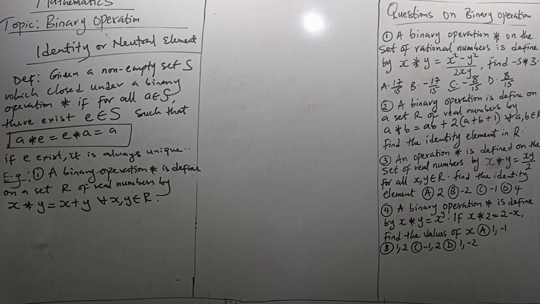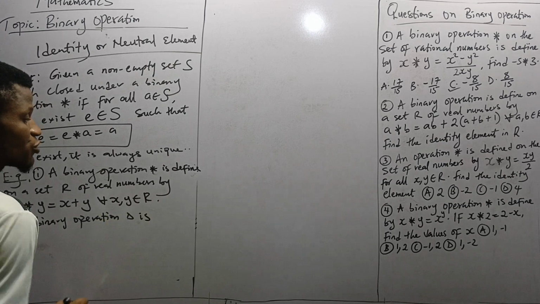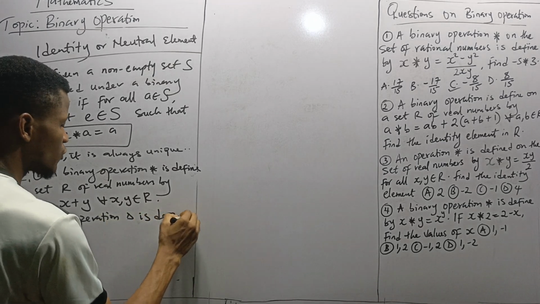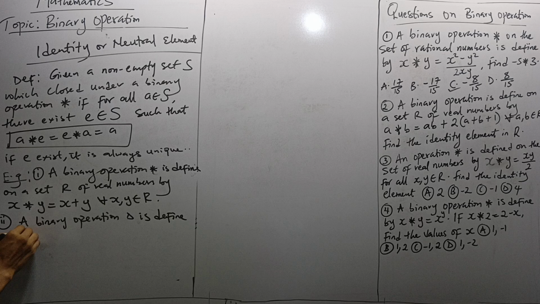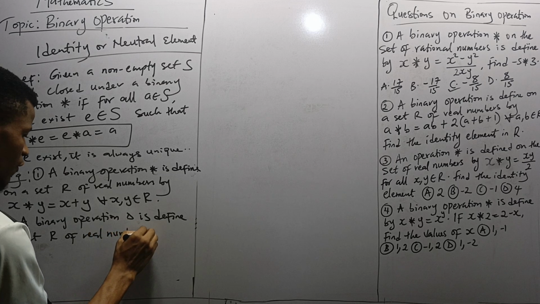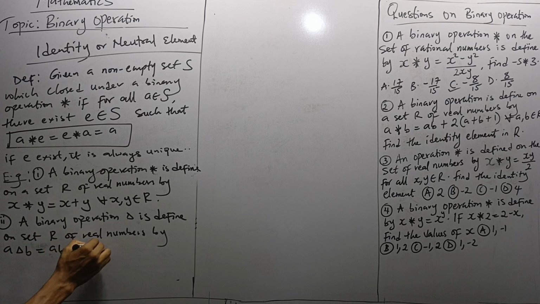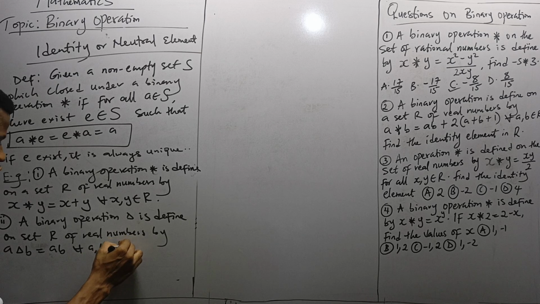Now, this might be my first example. My second one is a binary operation. I will use a small triangle here. The binary operation small triangle is defined on a set R of real numbers by A operation B equals AB for all A, B which are also real numbers.